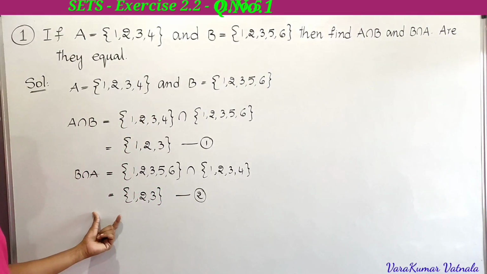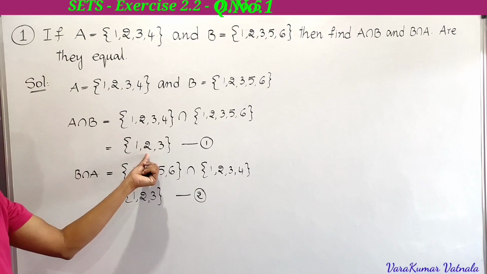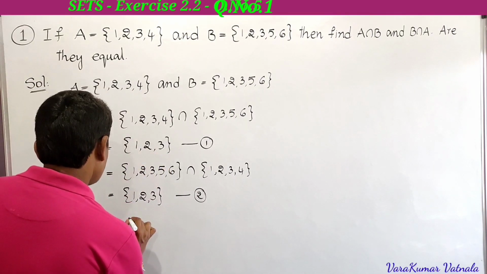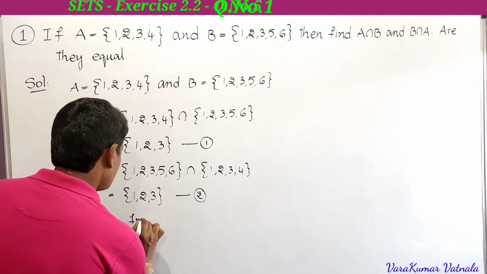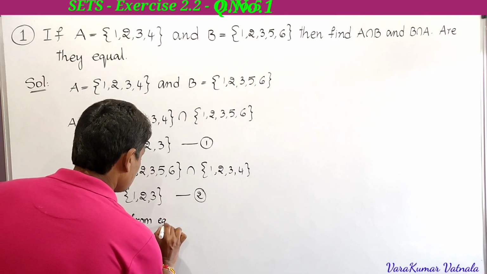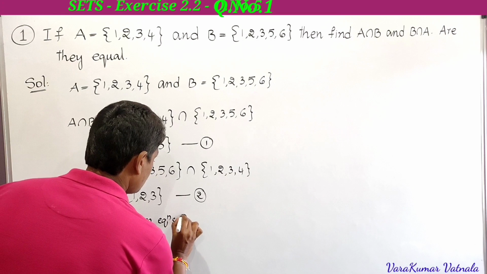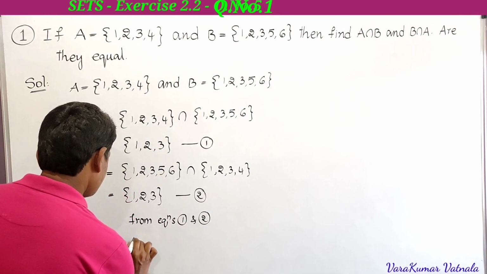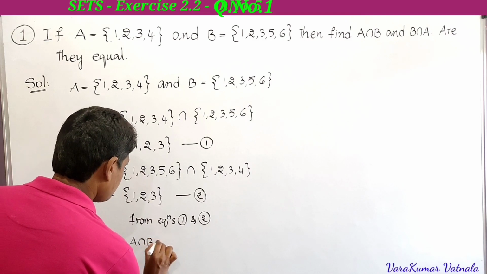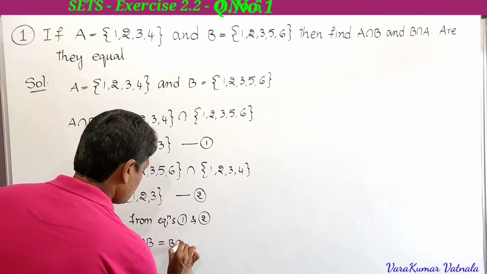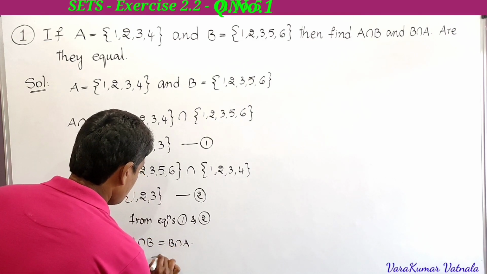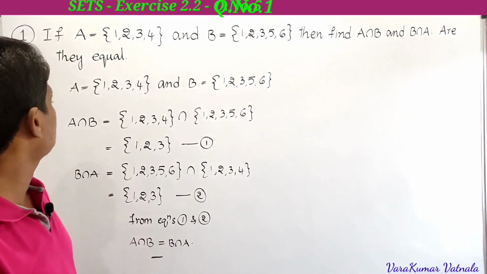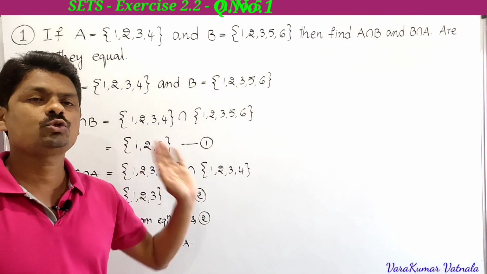So from 1 and 2, A intersection B is equal to 1, 2, 3. B intersection A is also 1, 2, 3. So we can say from equations 1 and 2, A intersection B is equal to B intersection A. Are they equal? He is asking. Yes, they are equal. So this is the first problem in exercise 2.2.